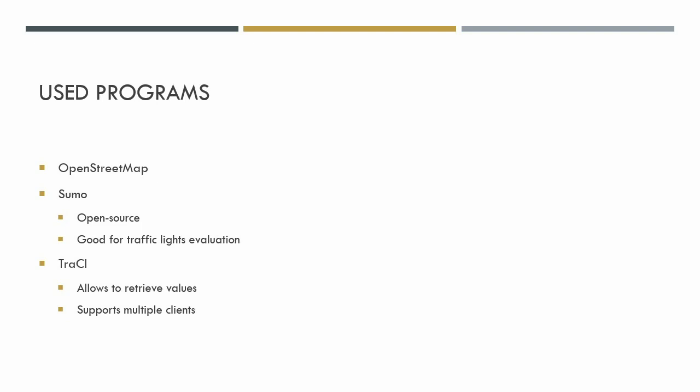We worked in SUMO. SUMO is an open source traffic simulation package. With this we could easily implement the traffic light and loop detectors. We can define different types of vehicles in the environment and adjust the traffic flow. With the traffic control interface we can intervene online in the simulation and retrieve the values.